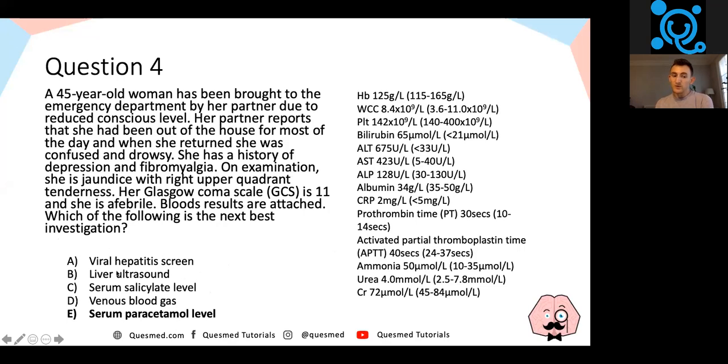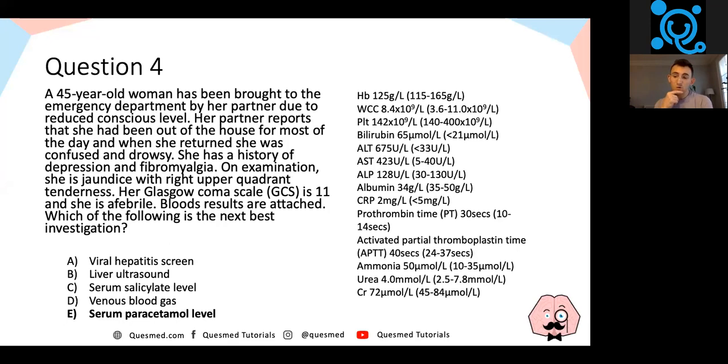You would send a viral hepatitis screen as well, but that, again, isn't the most pertinent investigation in this patient. And if you have an elevated paracetamol level in this patient, it's important to remember that we use the nomogram to decide whether to give IV NAC in paracetamol overdose.